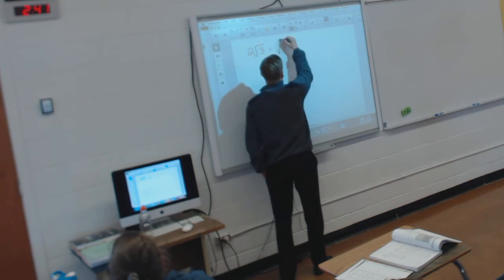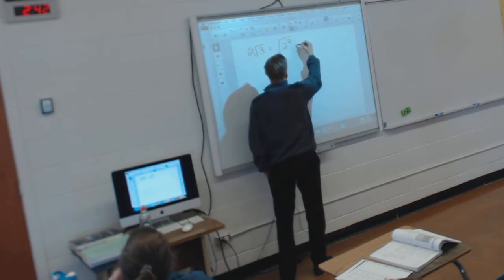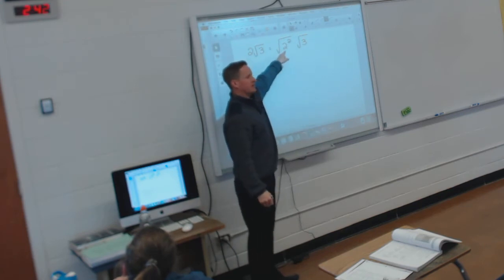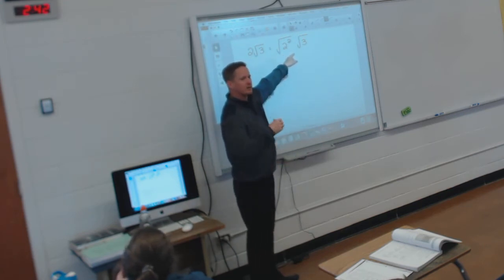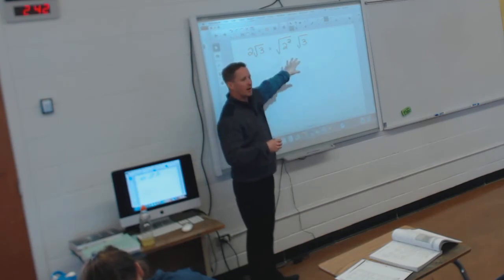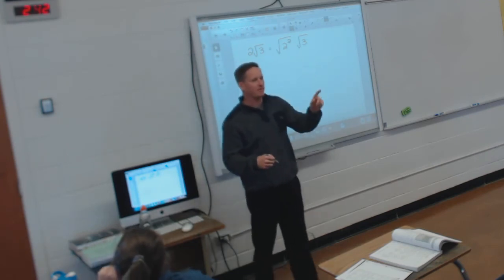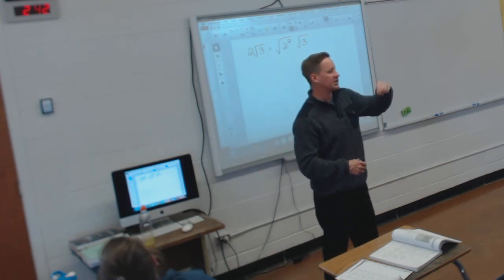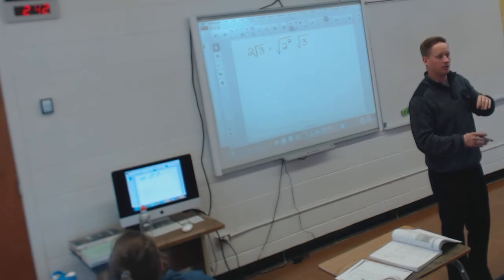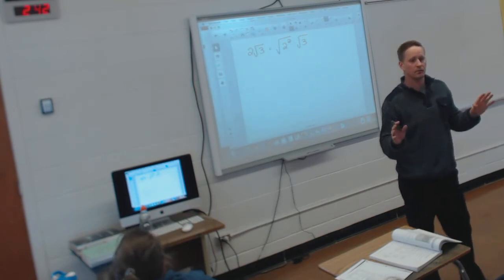So if I go like this, does that value still give me 2? The square root of 2 squared, is that 2? Yeah. Does everybody follow what I did there? I squared my whole number and I square rooted it. Everybody understand that? So it's still the same number, 2.